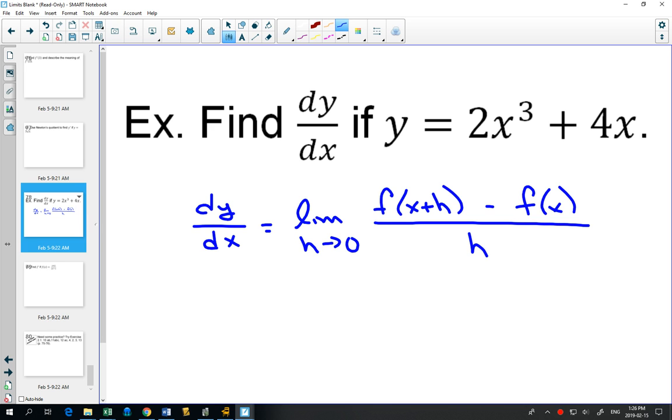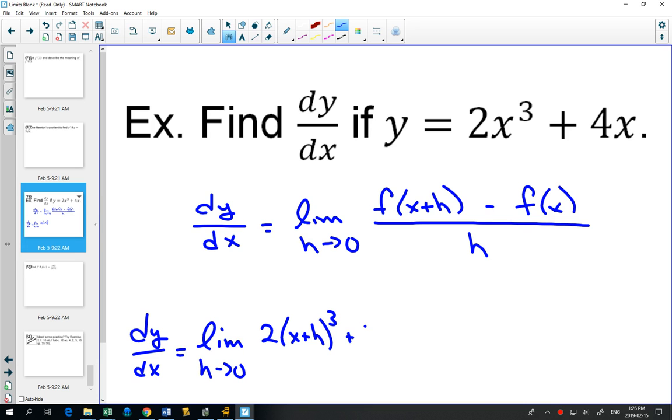So what does this look like? dy dx. Oh, this is going to be a good one. H goes to 0. F of x plus h would be 2 times x plus h cubed plus 4 times x plus h.